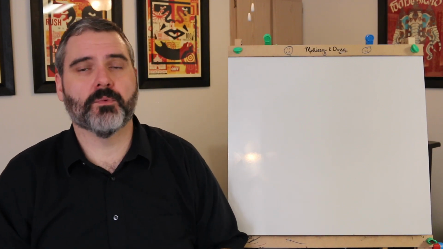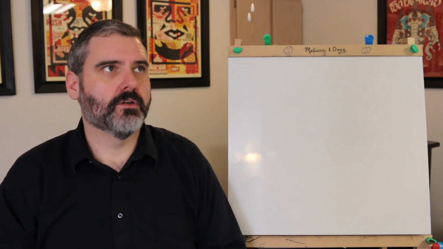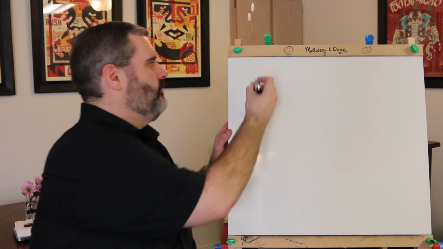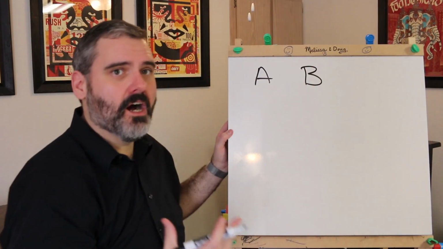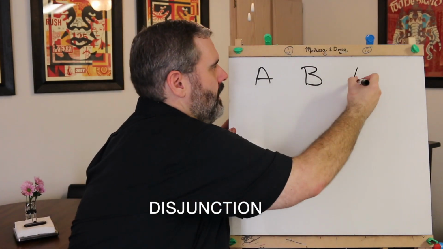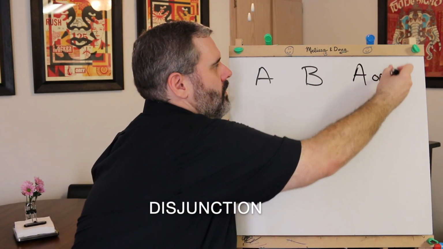Disjunction works in a very similar way, except that instead of associating it with the word and, we're going to associate it with the word or. So here, same thing, I've got two statements, A, B, and then I have that compound, more complex statement, A or B.